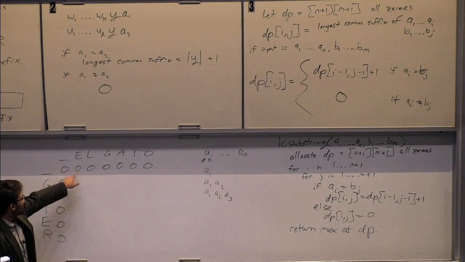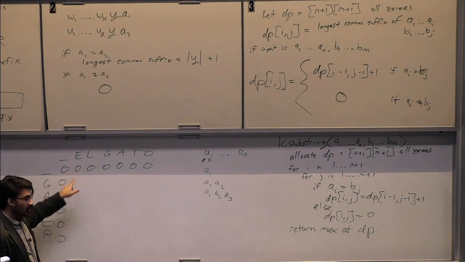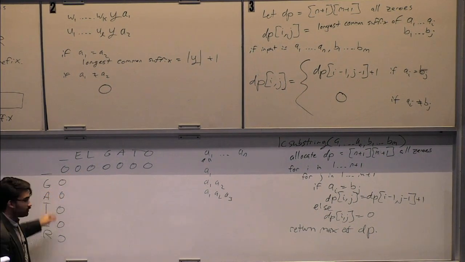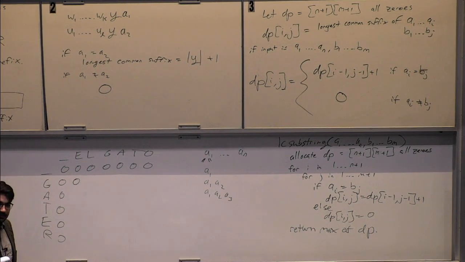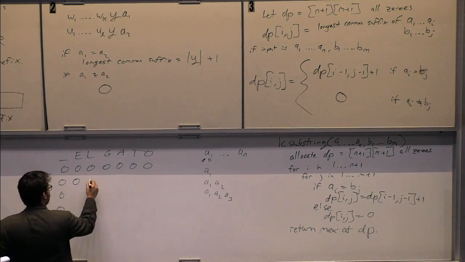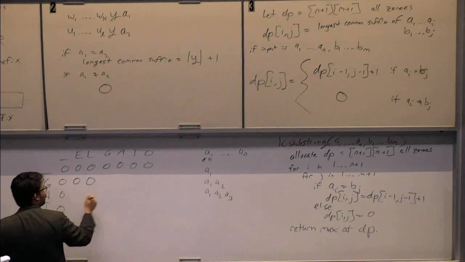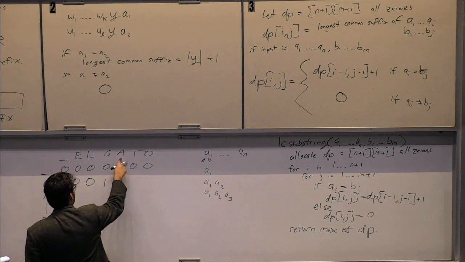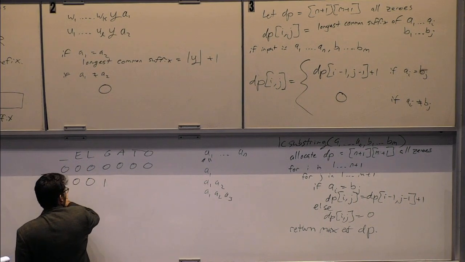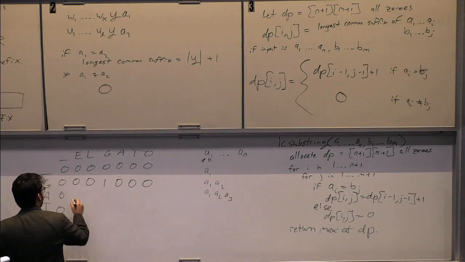The longest common suffix for this value here is going to be like A1, B1. It's the longest common suffix between just the string E and just the string G. So it's going to be 0, right? In fact, we can fill in all the zeros except when the symbols are the same. The longest common suffix between ELG and G is going to be 1. Do we agree? That's going to be 1. Longest common suffix between ELGA and G is going to be 0, because there is no common suffix. Right. Here, we'll do it again.